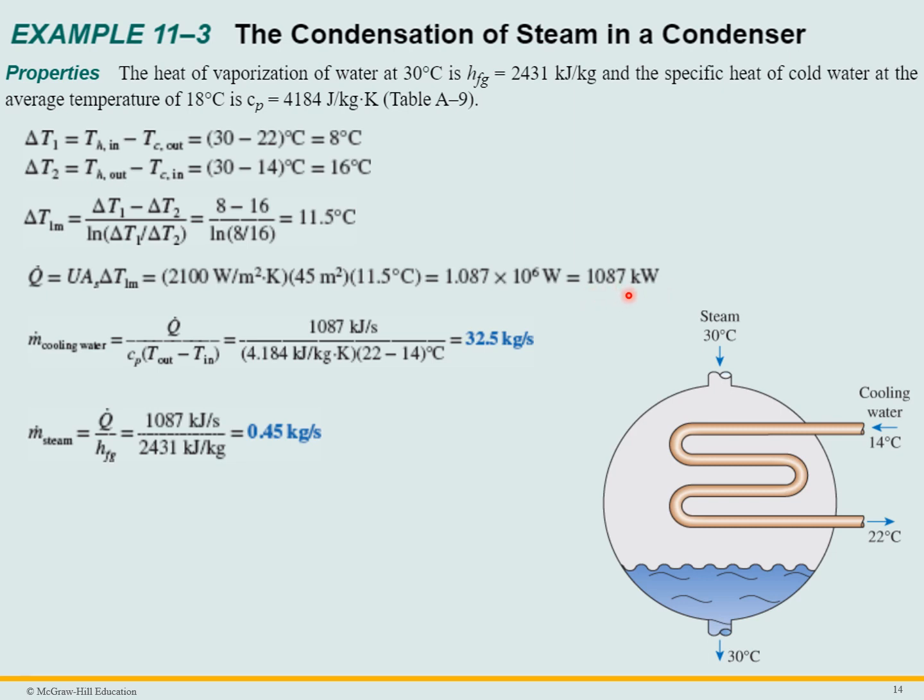So remember, that's also the heat given up by the steam, and the water gains that heat. The heat is transferred from the steam to the cooling water. So we can apply that for the cooling water. It's the same Q dot. We know what Cp is, we know what delta T is. So the flow rate of cooling water has to be 32.5 kilograms per second. The flow rate of the steam is Q dot over the enthalpy, which is given here. So it's 0.45 kilograms per second.